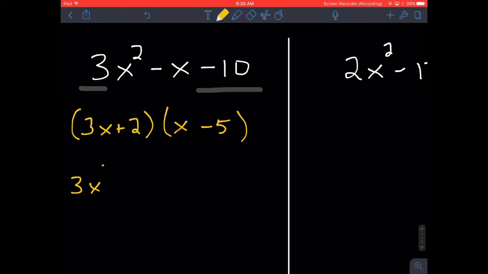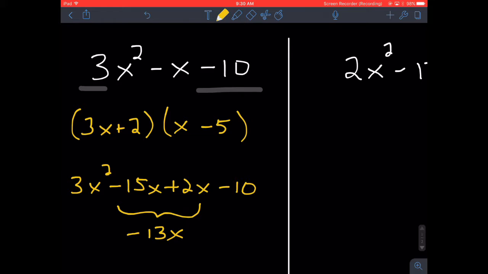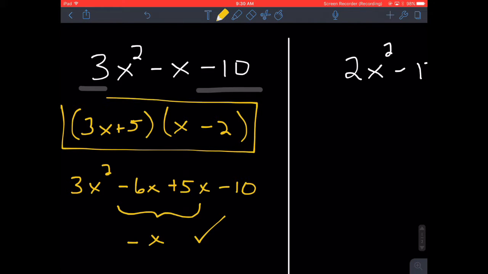Let's check. 3x times x is 3x squared. Then we have negative 15x. Then we have 2x, and then we have our negative 10 that we were after. Combining our two middle terms, we're going to get negative 13x, which, hey, that's not what we were looking for. We really wanted a negative 1x. So we have to kind of start over. But don't worry, it's very easy. Let's just switch the 2 and the 5 and see what happens here. So there we go, 5 and 2. Now we're going to re-FOIL. We get negative 6x, and then we get plus 5x. And when we combine the two of them, we get our middle term, negative x. That means that 3x plus 5, x minus 2, is our answer.